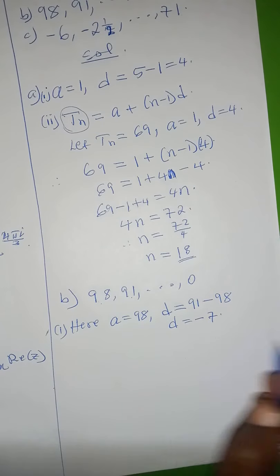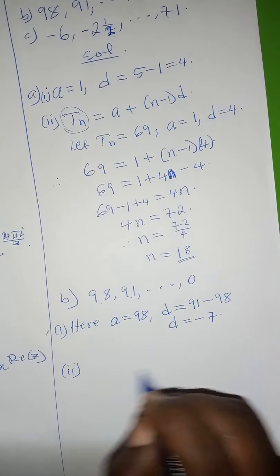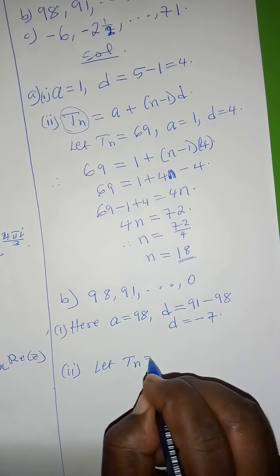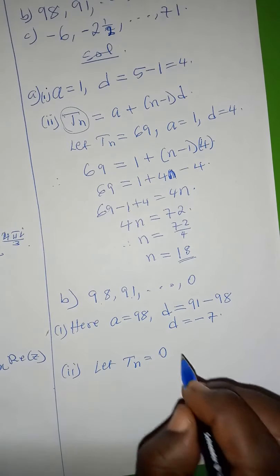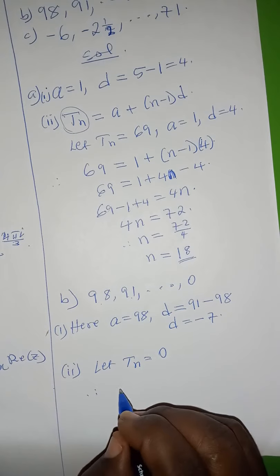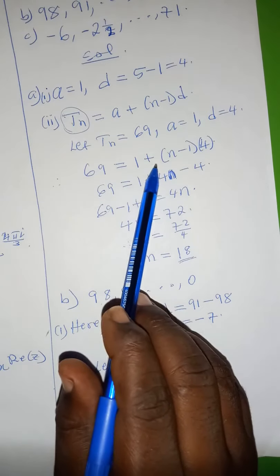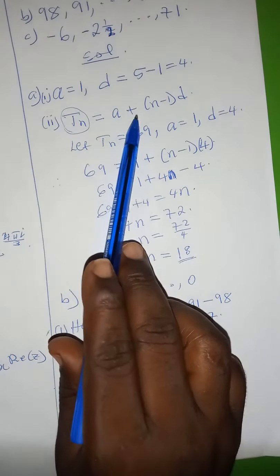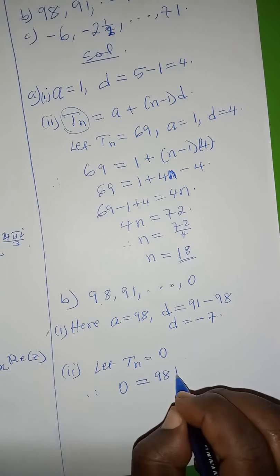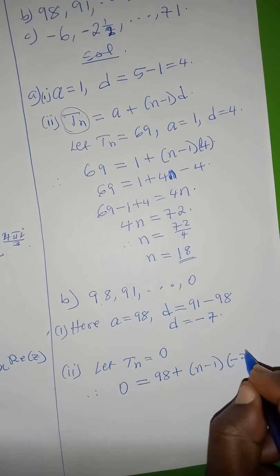So now we're done with Roman figure 1. The common difference is minus 7. Roman figure 2. As usual, I will let Tn equal the last term. The last term is 0. So therefore, I can have the formula: 0 is equal to, using the formula, this one, 0 is equal to A, which is 98, plus, in bracket, n minus 1, D is minus 7. So that's it.